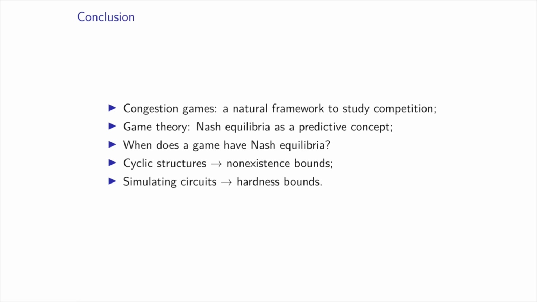With this talk, we have seen that congestion games provide a natural framework to study competition of players on common resources. Nash equilibria are also important in congestion games for the predictive concept. If we model our system as a game that has Nash equilibria, then we can assume that eventually the players will stabilize at such an equilibrium. Of course, this raises the question of how can we decide whether a game has a Nash equilibrium in the first place. By guessing cyclic structures, we can come up with some non-trivial non-existence bounds. And by harnessing the power of congestion games, in particular by simulating circuits, we can get hardness results. By mathematically analyzing these questions, we can gain a deeper understanding of congestion games and also of the structure of Nash equilibria in general.